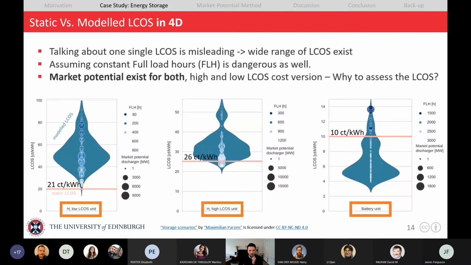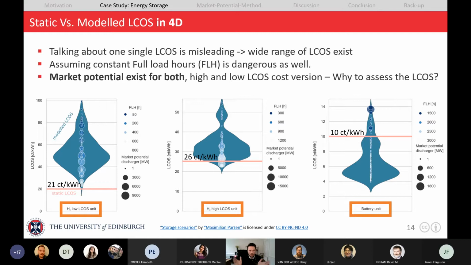Yeah, but what we showed is that this is not the case. So first of all, what I'm showing here is LCOS on the y-axis, and here you see the three different technologies. The bubble size, what is this bubble? I showed you previously this map of Europe, right? And we had 181 dots in this European map.